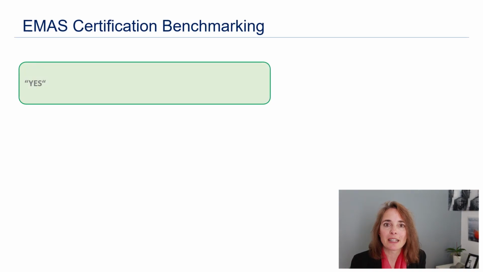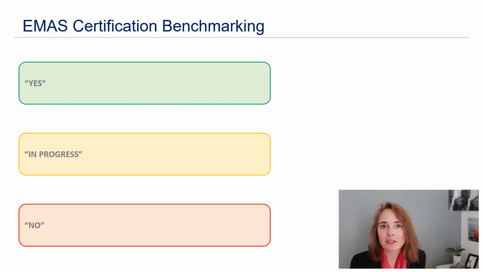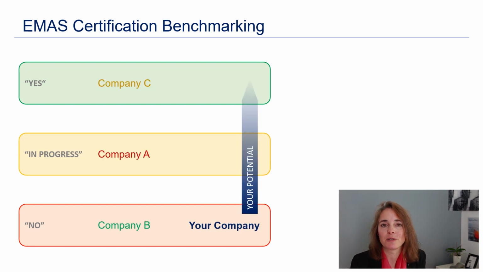Other indicators might have different options. So for example, you could have an indicator which is about certifications for your company. Let's say it's about EMAS certification, an environmental standard. So you could answer this question either with a yes or a no, or it could be in progress. And then you can simply see where each company stands, and you can see where you range.